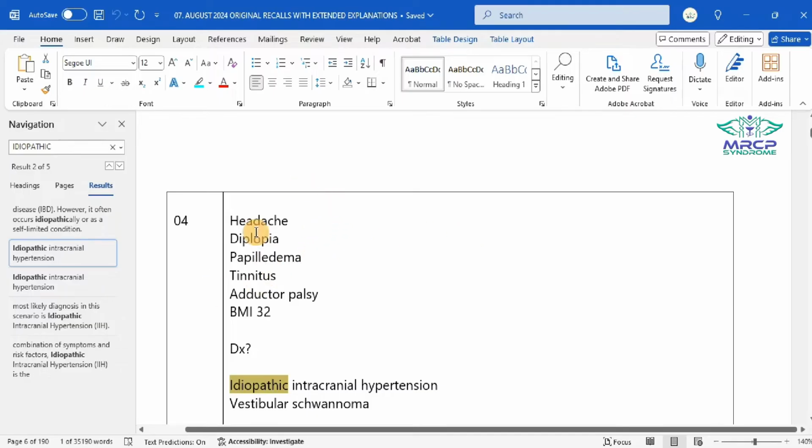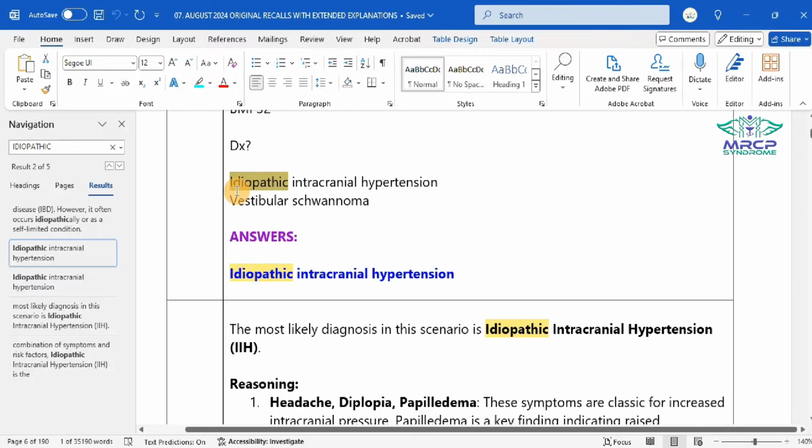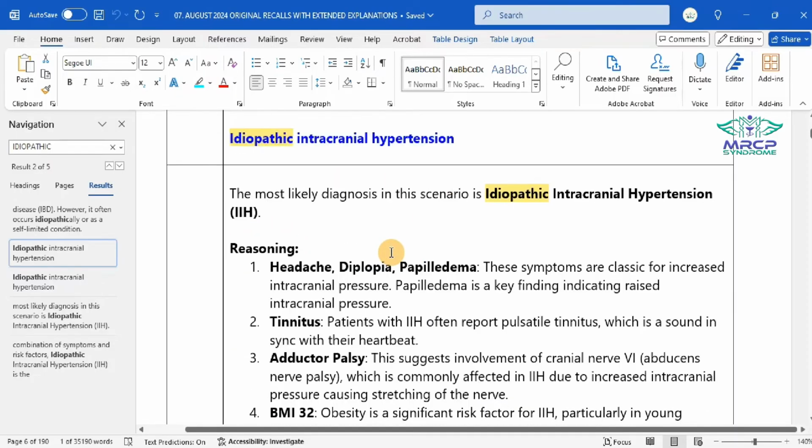So in the original scenario, the patient presented with headache, diplopia, papilloedema, and tinnitus, and instead of directly mentioning the sixth nerve palsy, they mentioned abductor palsy. And the patient was obese. The BMI was 32 and the diagnosis was IIH.